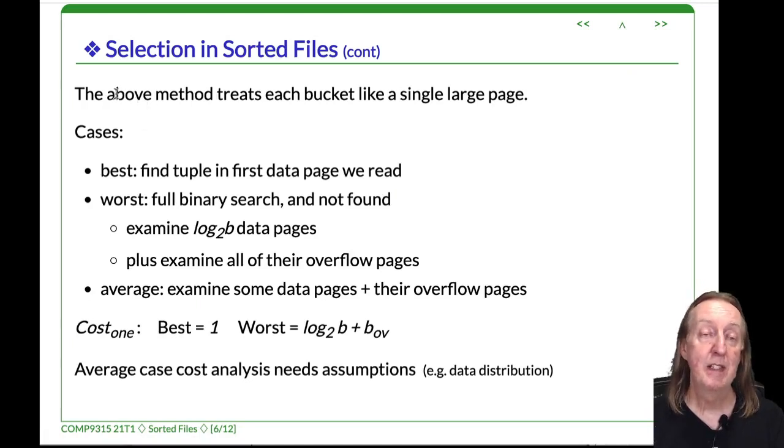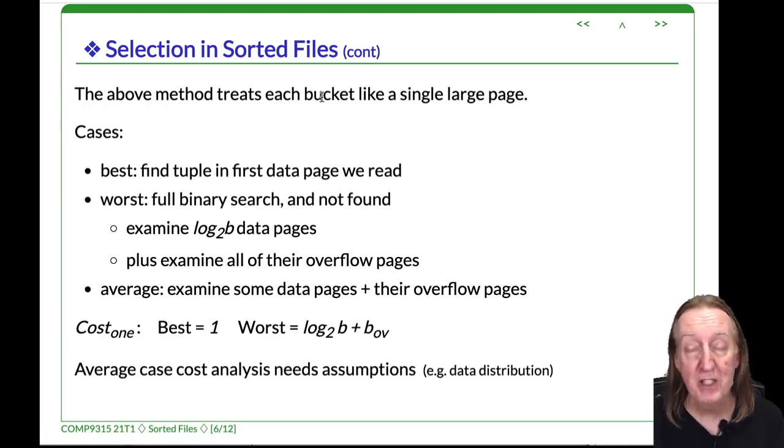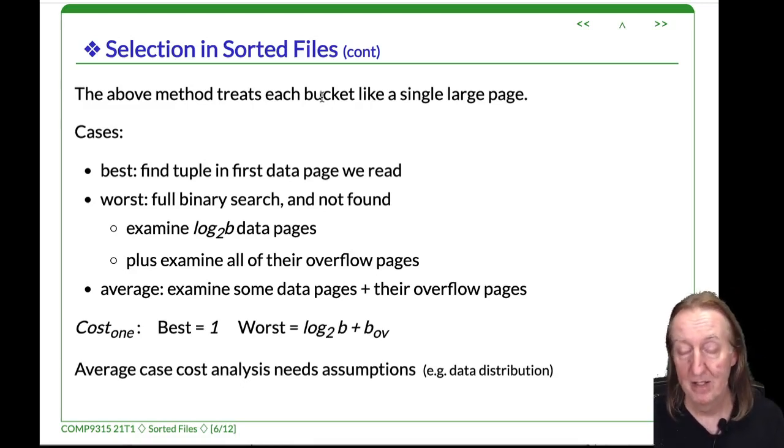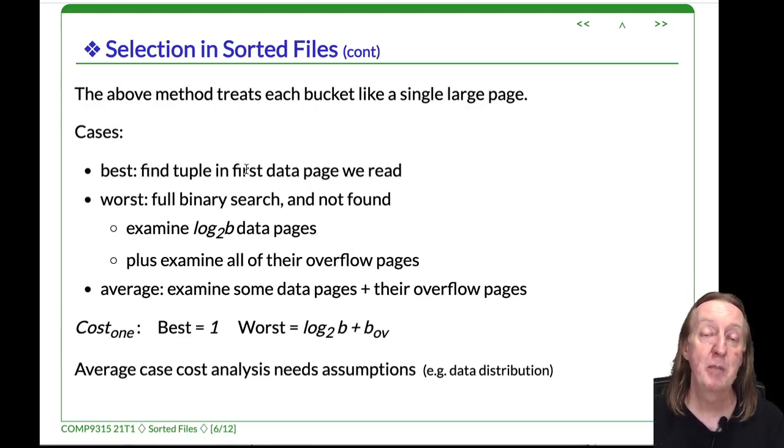Alright, so essentially the technique that we just talked about treats each bucket as if it's a single large page, and we're finding the minimum value and the maximum value stored on that page, and if the tuple's there, then we'll find that as well. So what about the cost for doing this kind of selection? Well, the best case is that the mid page happens to contain the tuple we're looking for. So the first bucket search on the mid page finds the tuple and we're done.